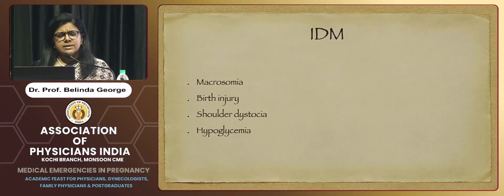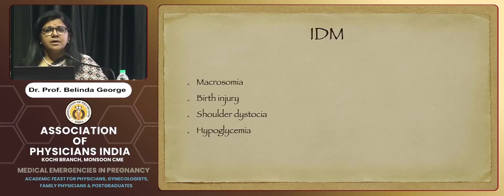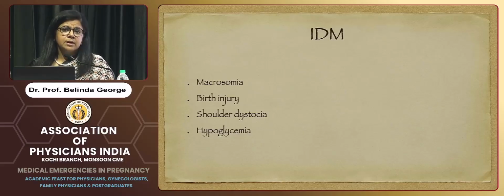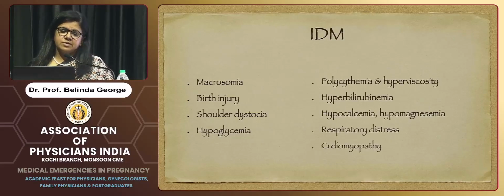So just one slide on the infant born to a diabetic mother. The main concerns are, of course, macrosomia, birth injury, shoulder dystocia, and hypoglycemia. So we have to monitor the child for hypoglycemia. If there is any doubt, we can shift to an ICU. Otherwise, in an uncomplicated pregnancy, the baby should be kept next to the mother.